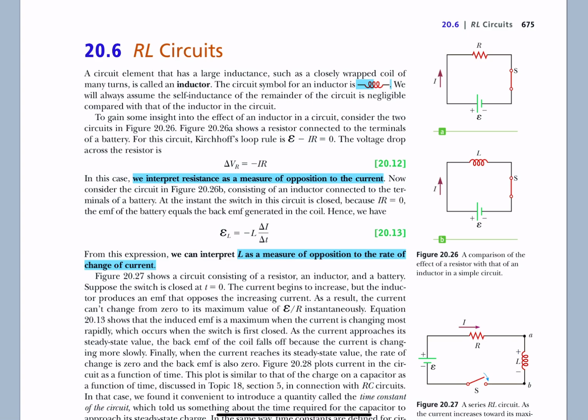And the letter L representing the inductance also is a function of just what is the inductor made out of? What are the mechanical properties of that inductor? And of course, it depends upon how rapidly that current is changing. That's your delta I divided by your delta T. And you can see that it is your proportionality constant.